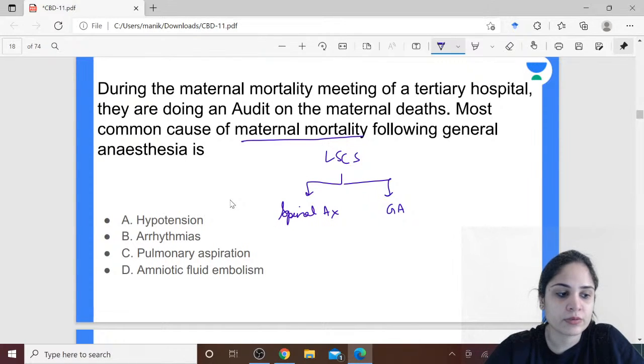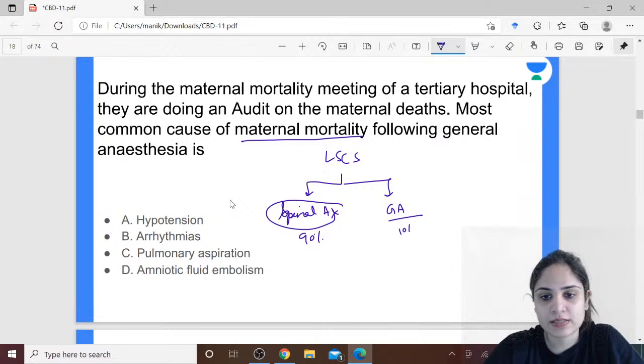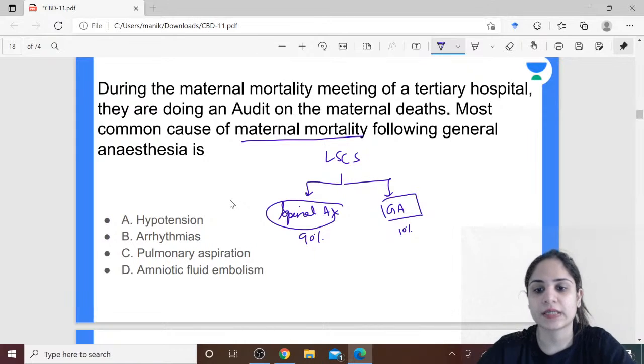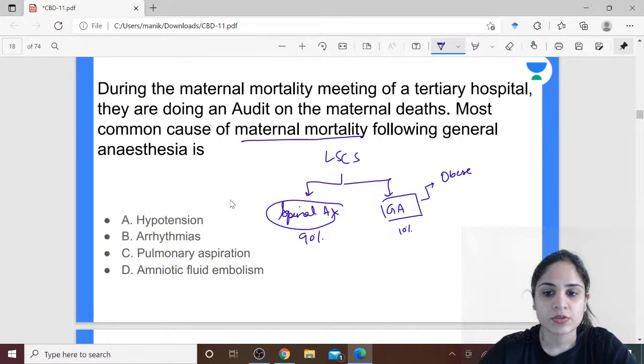In 90% of the cases, LSCS is carried out under spinal anesthesia. But in 10% of the cases where there is an emergency, there isn't time to give spinal to the patient, or if the patient has other comorbidities like seizures or eclampsia, in that case I have to give GA. Now what is the problem with giving GA to a pregnant patient? There are many things. First of all, they are obese because they put on weight during pregnancy, so that makes intubation difficult. Second, they have vasodilation everywhere because of progesterone, so there is a lot of edema of the vocal cords, and that makes intubation difficult.